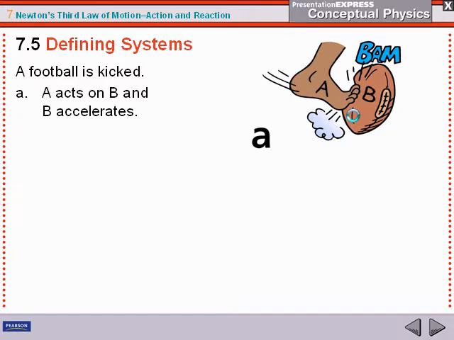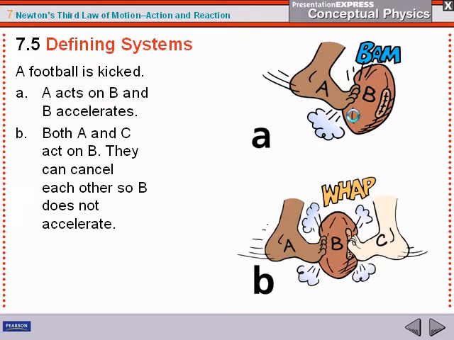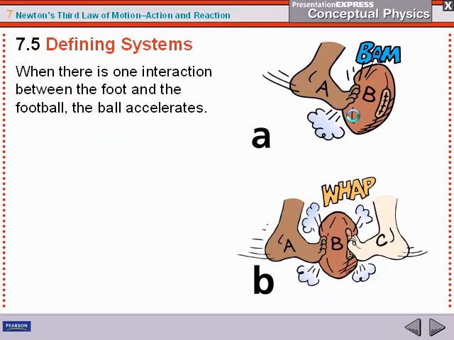There's another way to look at it. We're going to add a third object in here. A acts on B, and B accelerates. The force from A is external to the football. But if A and C, both those feet, act on the football, it does not accelerate. They're equal and opposite. So you might say, well, is the force of A on B and the force of C on B action-reaction forces?